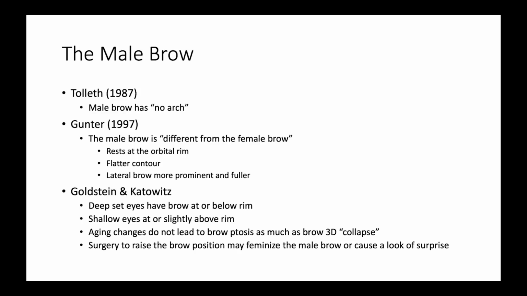The one thing to always remember, especially as we as surgeons are thinking about doing reconstruction, is that the male brow is typically very different from the female brow. Classically, the male brow does not have an arch like the female brow does. It's typically lower. It rests at the orbital rim. It tends to have a flatter contour and may be more prominent and fuller. Unfortunately, a lot of times when people do get plastic surgery and reconstructive surgery, they may not take that into account.